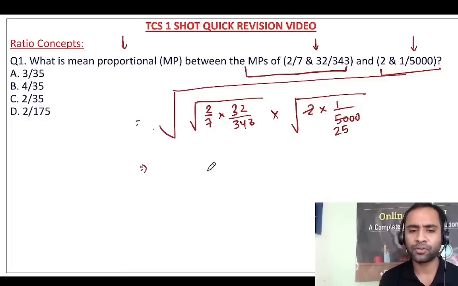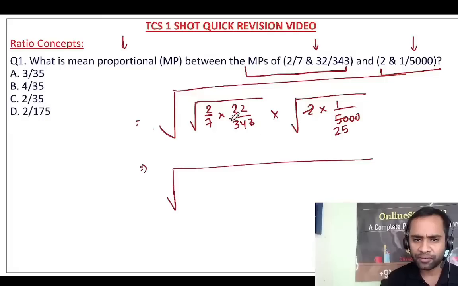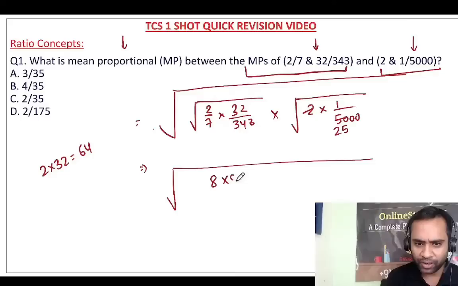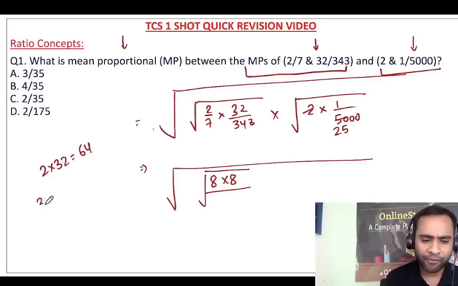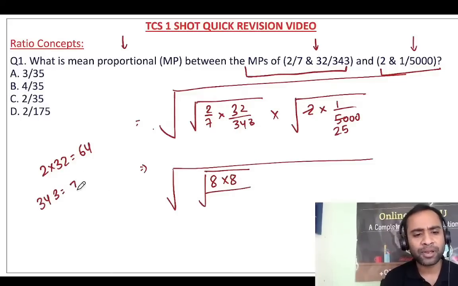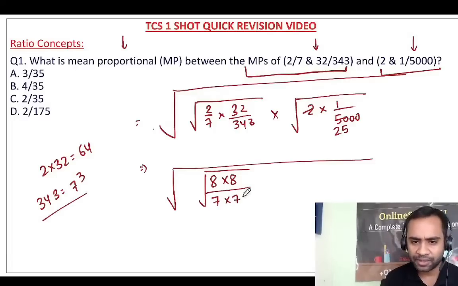So here you can see, the square root of 2 into 32. 2 into 32 is 64, and 64 we can write as 8 into 8. Very good. Then what is 343? You have asked us to remember cubes and all. I know it is 7 cube. So this is 7 into 7 cube. And what about this? It is 1 divided by 2500.